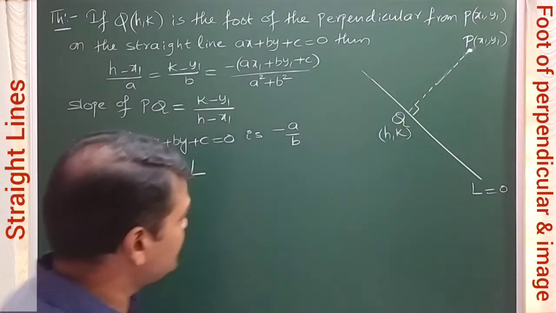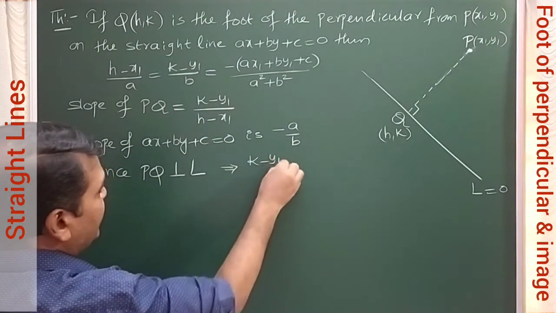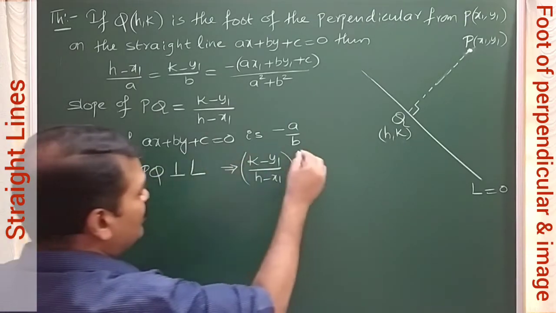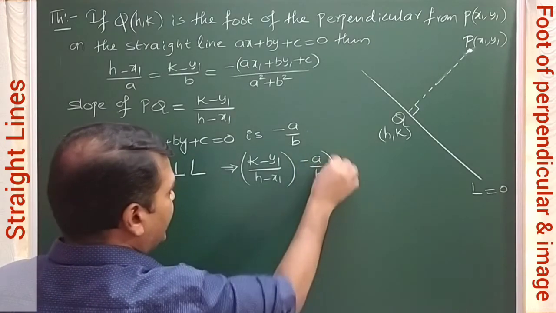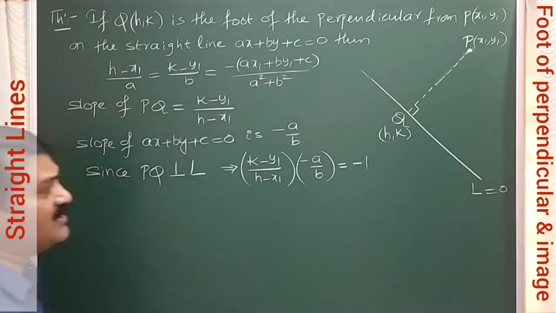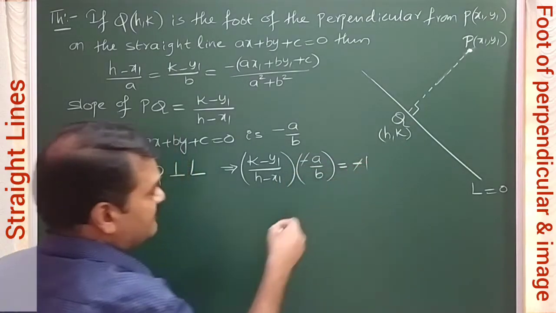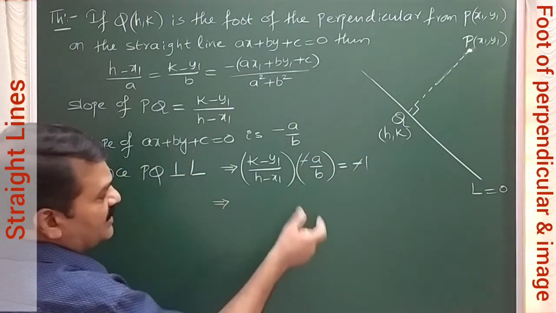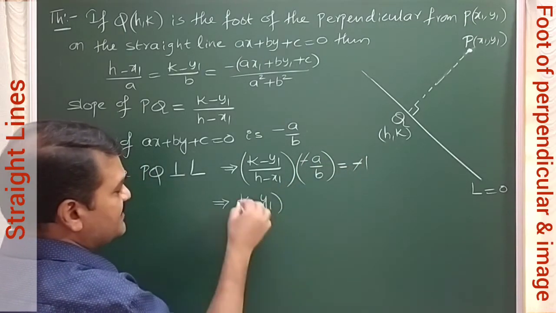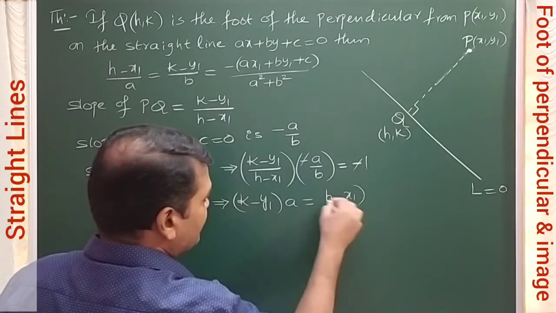Now, since PQ is perpendicular to the line L, the product of the slopes must be minus 1. So k minus y1 by h minus x1, the slope of PQ, into the slope of the given line must be minus 1. The product of the slopes is minus 1, so I can remove minus on both sides here. Now the denominators I will cross multiply. So k minus y1 into a is equal to h minus x1 into b.